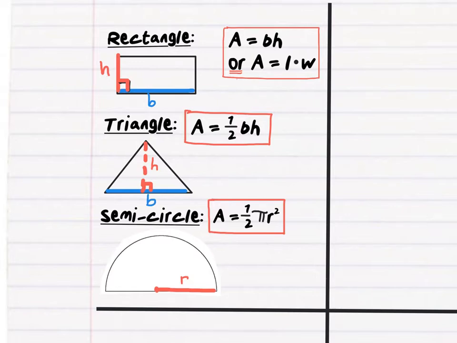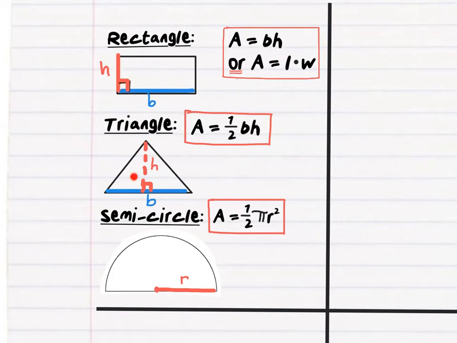Okay, so for the first shape, rectangle, you've learned this formula in elementary school as length times width. We're going to use base times height, but either formula would work. I just want you to note the base would be like the length and the height is like the width, and the base and the height make that right angle.